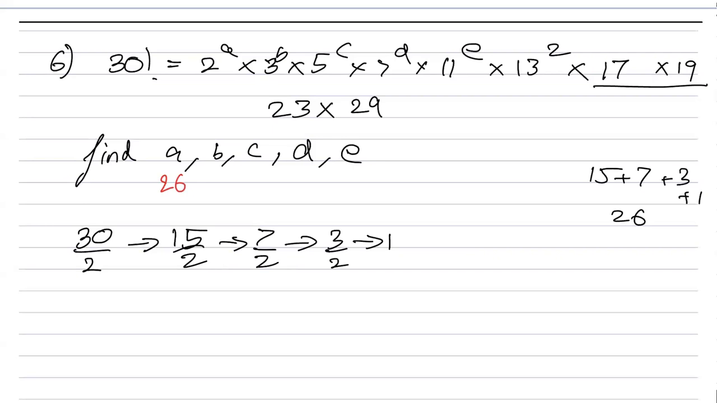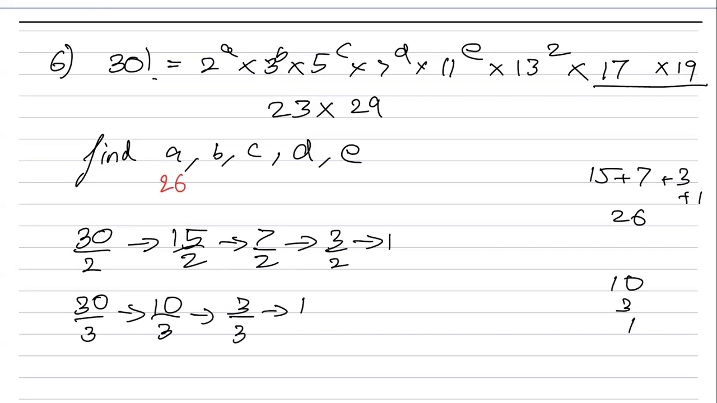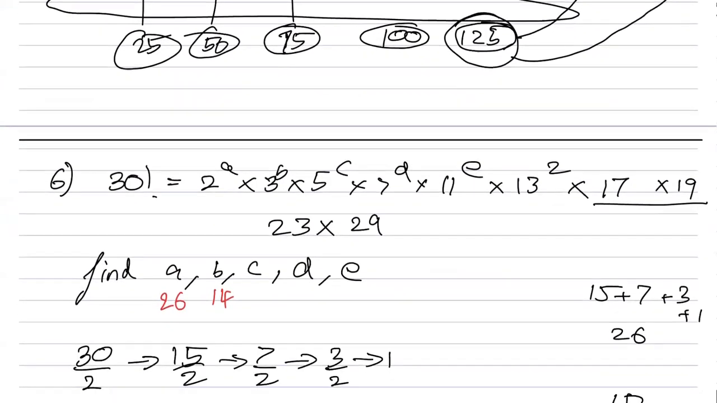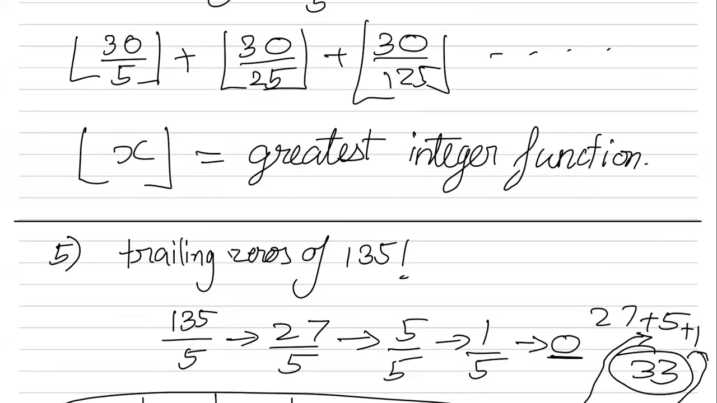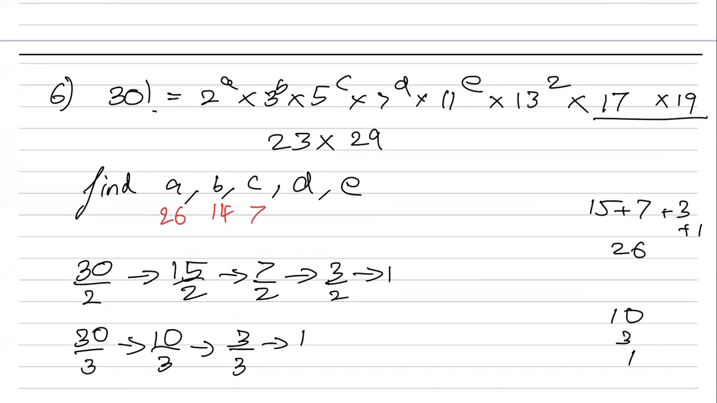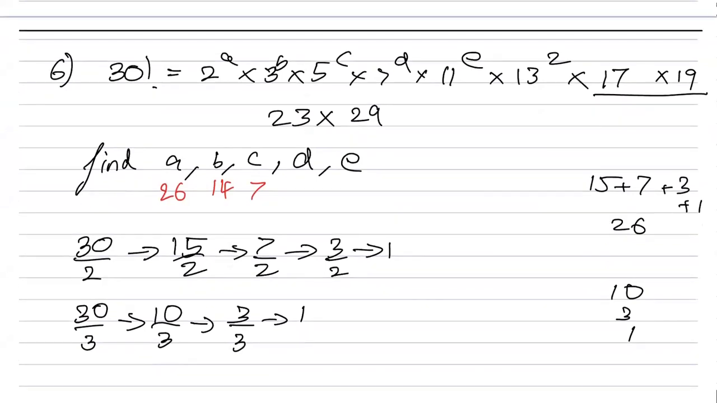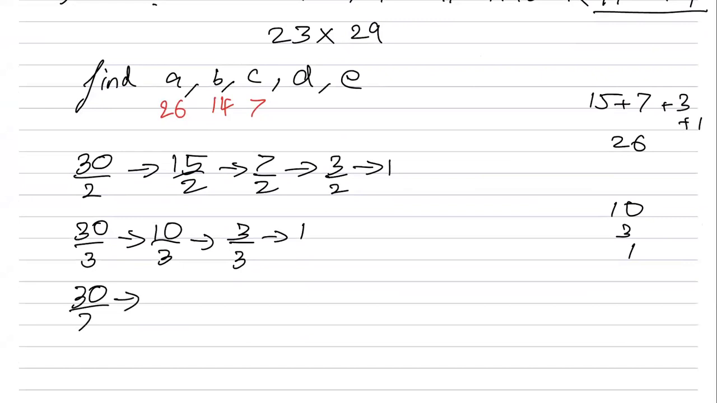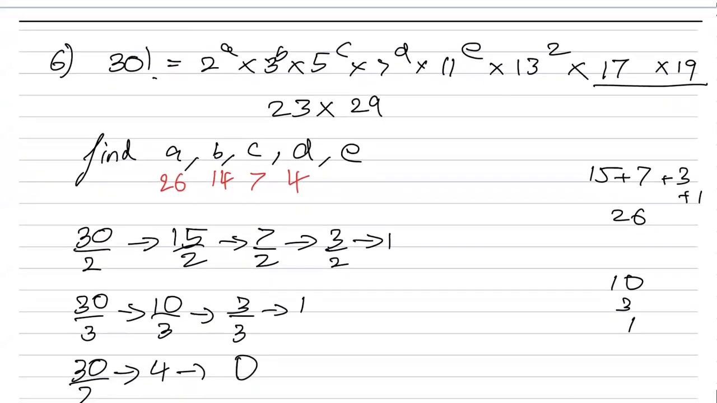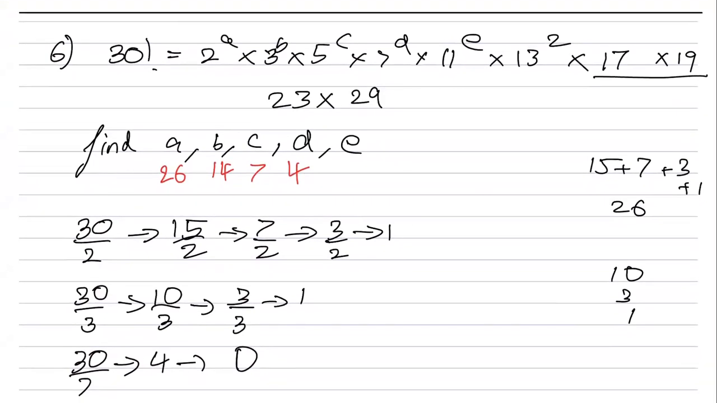Then 30 divided by 3 is 10. So I'll keep 10 aside. 10 divided by 3, 3. So I'll keep 3 aside. 3 divided by 3, so 1. From here I get 14. C we had already calculated as how much? 7, no? C was 7. Recall from previous question number 4. D will be 30 divided by 7, so 4. 4 then 0. So I have only 4. And then E is for power 11. So 30 divided by 11 will be 2. I'm left with 2.